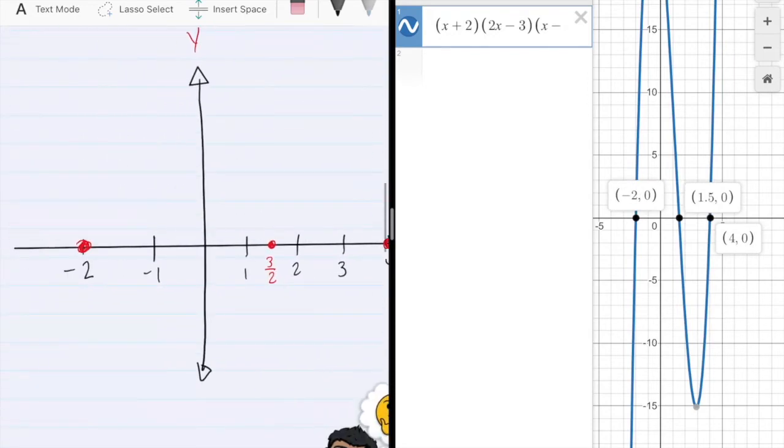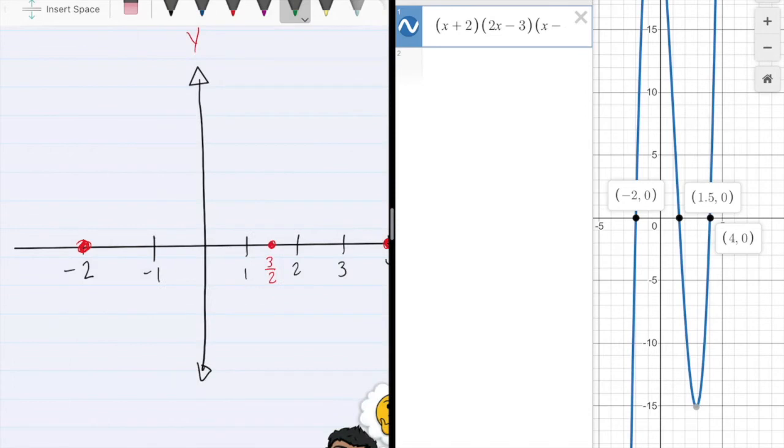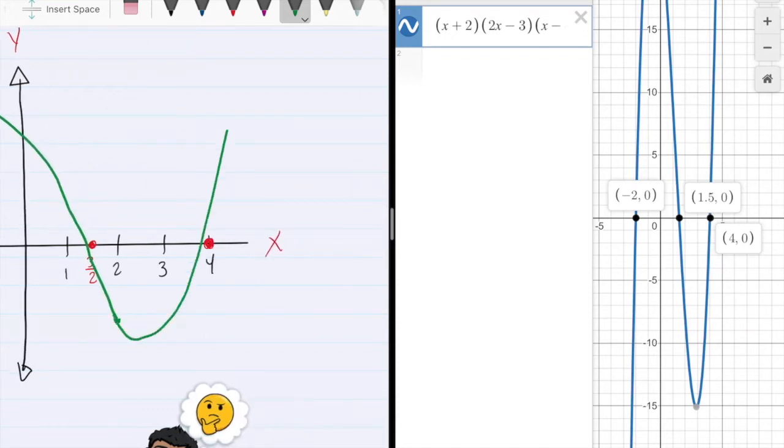So if I were to graph this, you guys, let's use a different color. Let's use, how about green? If I were to graph it right now, guys, we start from the bottom. We go down, we start down, and then we go up. And then it's going to cross again at 3 halves. And then it's going to cross again at 4.